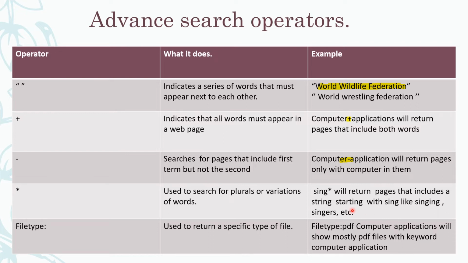Then we have another advanced operator called file type. Here you write file type and then mention what kind of file you would like to have. If I want a PDF, I will just write file type colon PDF and then whatever subject I want the PDF of. Maybe file type colon PDF computer applications, or maybe file type colon PDF mathematics class 10. It will give us PDF downloadable results where we just click on those results and we are able to download the file. So it is used to return a specific type of file.